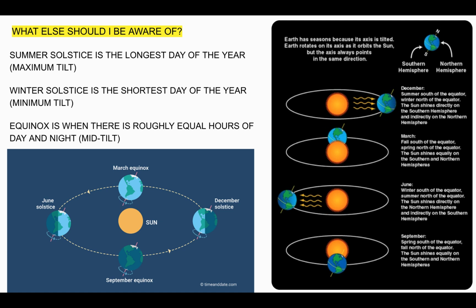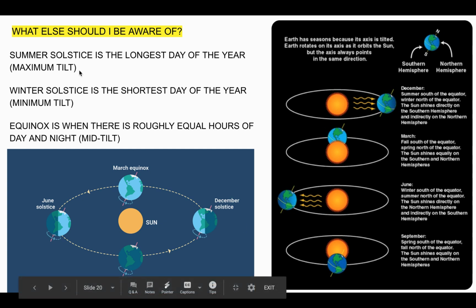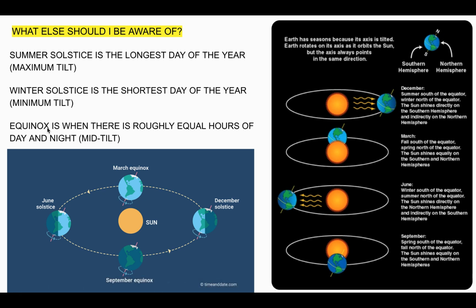So in relation to four different terms that could come up, they are the summer solstice, the winter solstice, and the spring and autumn equinox. Okay, and what are they? Well, the summer solstice is the point in time when the planet is tilted at its maximum towards the sun.